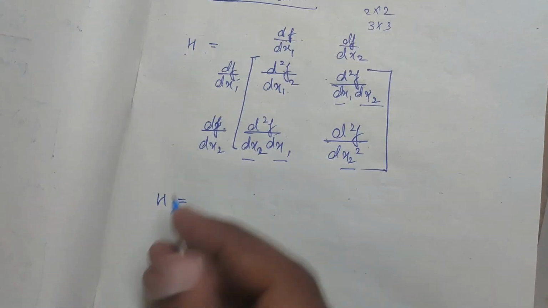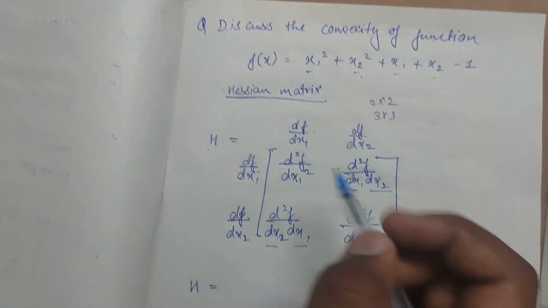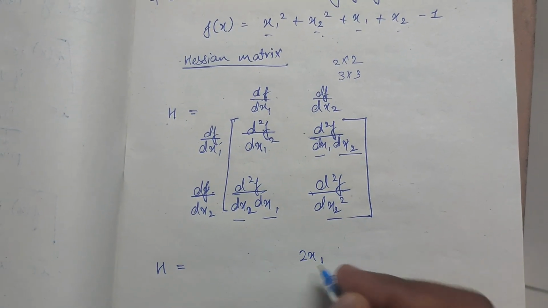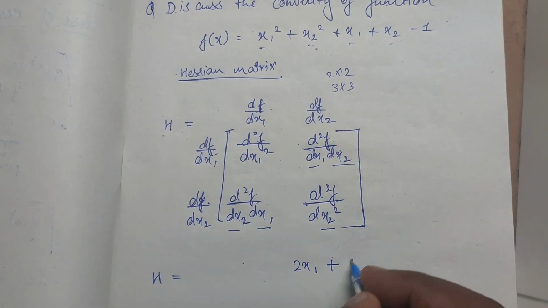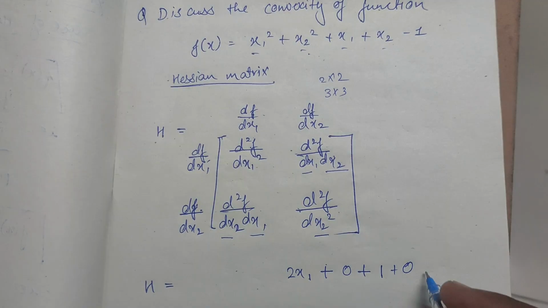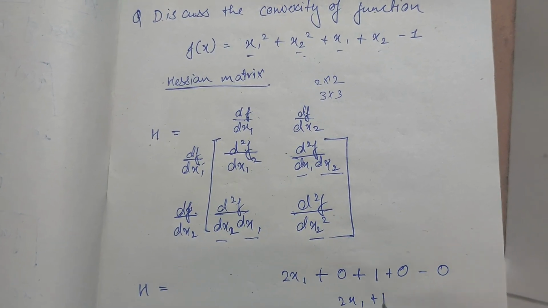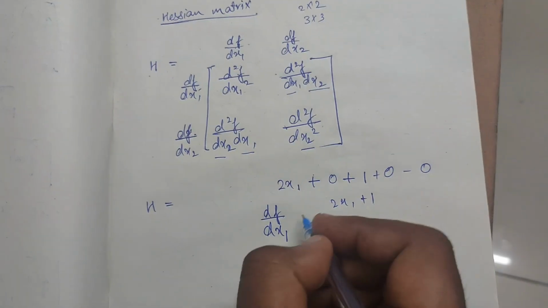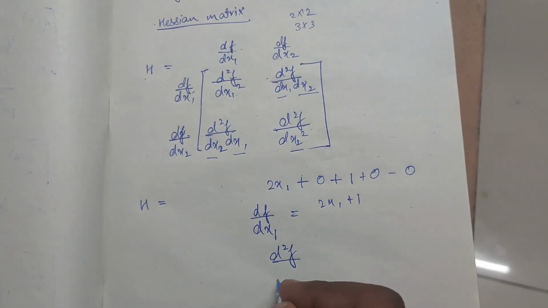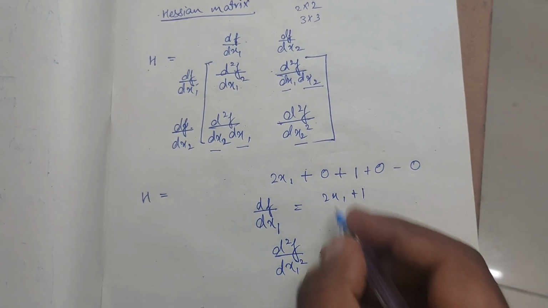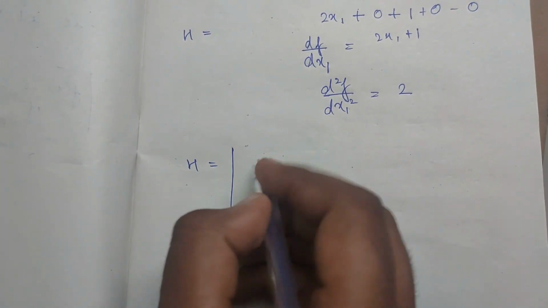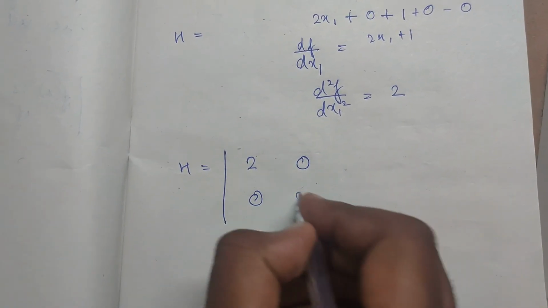See, on differentiating f of x with respect to x1, what you will get is 2x1 plus 0 plus 1 plus 0 minus 0. So 2x1 plus 1 is df with respect to x1. Now again differentiate it with respect to x1, so d square f upon dx1 square. Again on differentiating you will get 2. Similarly the other values also. So finally you will get the matrix 2 0 0 and 2.